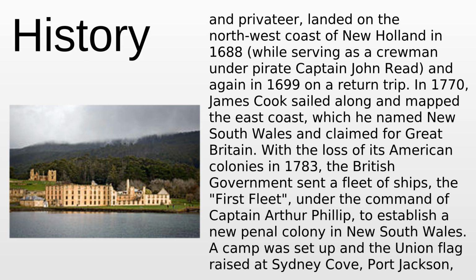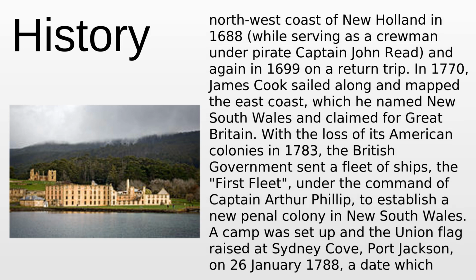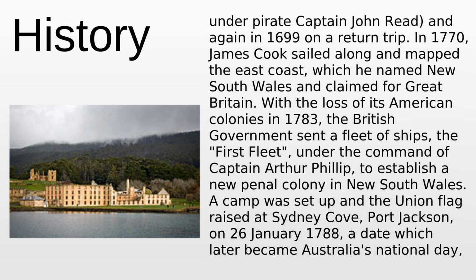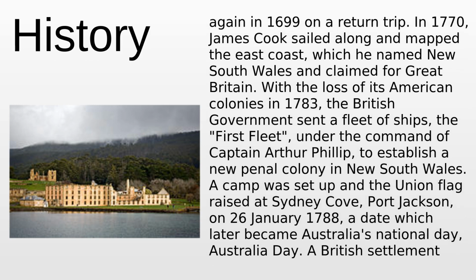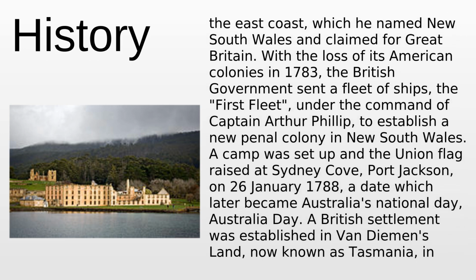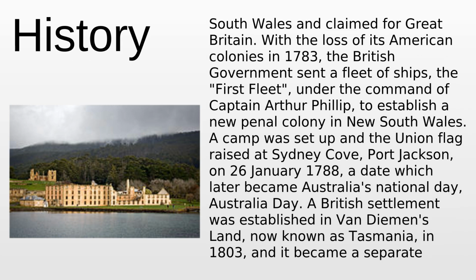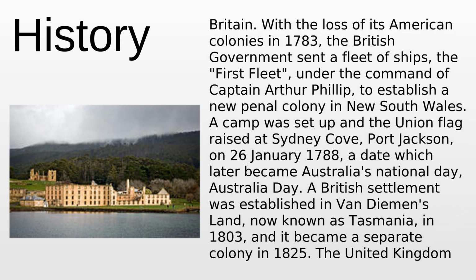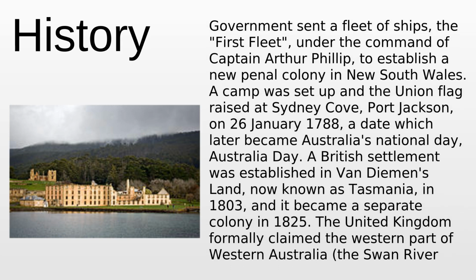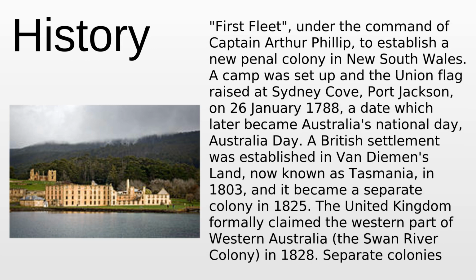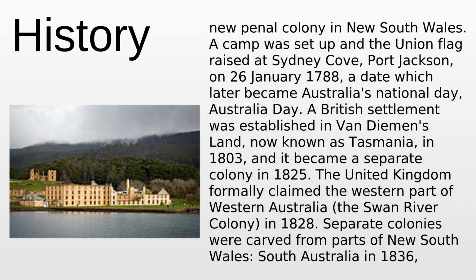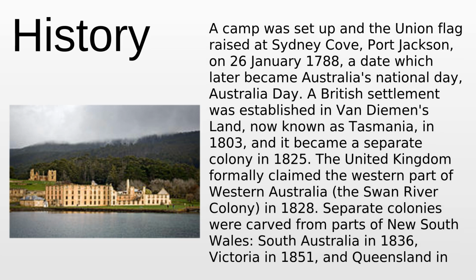In 1770, James Cook sailed along and mapped the east coast, which he named New South Wales and claimed for Great Britain. With the loss of its American colonies in 1783, the British government sent a fleet of ships, the First Fleet, under the command of Captain Arthur Phillip, to establish a new penal colony in New South Wales. A camp was set up and the Union flag raised at Sydney Cove, Port Jackson, on the 26th of January 1788, a date which later became Australia's National Day, Australia Day.